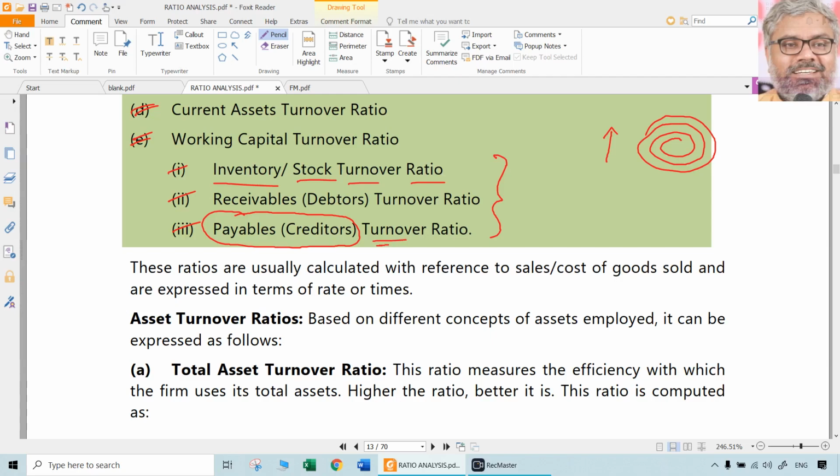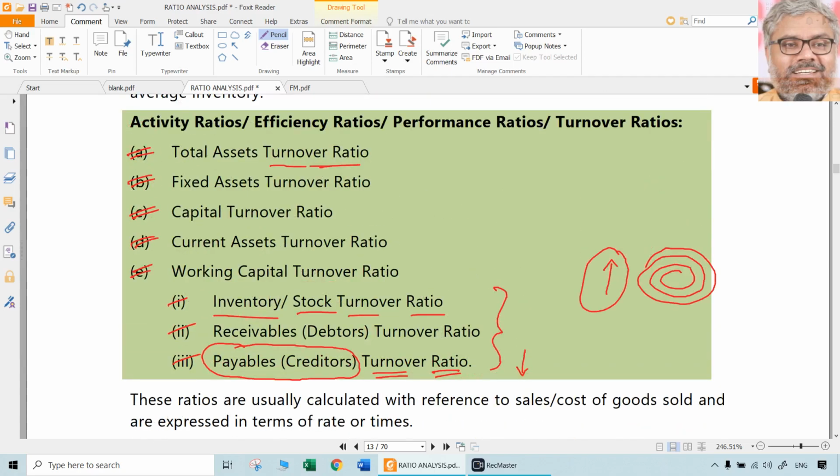But except this creditors turnover ratio, ideally it is better that the creditors turnover ratio be lower, since it is not an asset, creditors is a liability. Keeping that apart, we'll come to that later. Normally all the turnover ratios are better if they are higher. So the higher these turnover ratios, we can say the better an organization is performing.